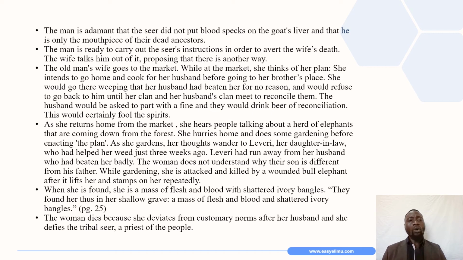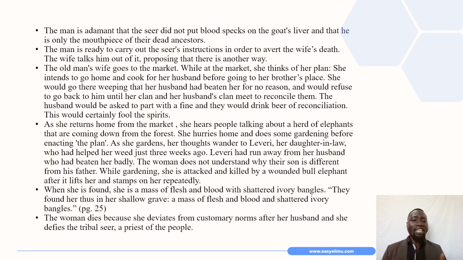So the old man's wife goes to the market. While at the market, she thinks of her plan. That is, she intends to go home and cook for her husband before going to her brother's place. So she would go there weeping that her husband had beaten her for no reason and would refuse to go back to him until her clan and her husband's clan meet to reconcile them. So the husband would be asked to take part with a fine and they would drink beer of reconciliation, and this would certainly fool the spirits.